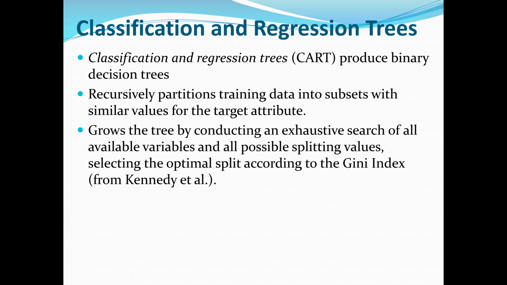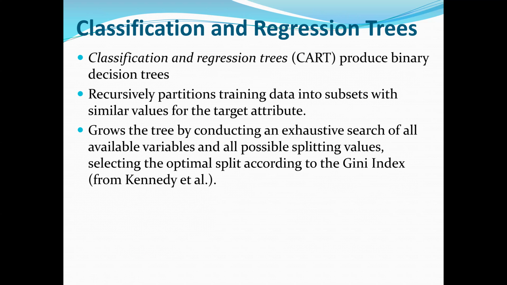And normally we grow the tree by conducting an exhaustive search of all the possible available variables and all the possible splitting values. The CART algorithm normally uses the Gini index to split the data set. A CART model will produce a decision tree that is strictly binary. It's always binary, and it will contain exactly two branches for each decision node.